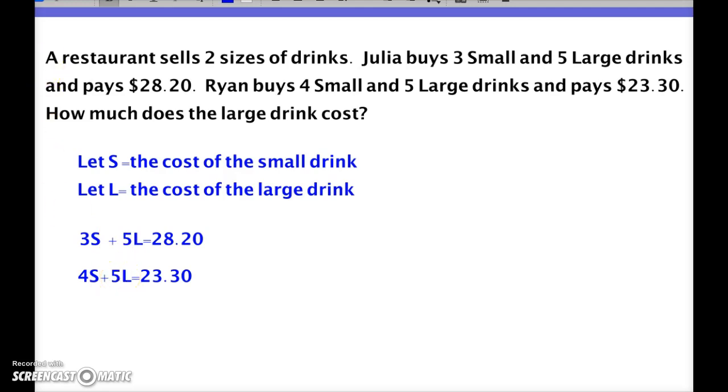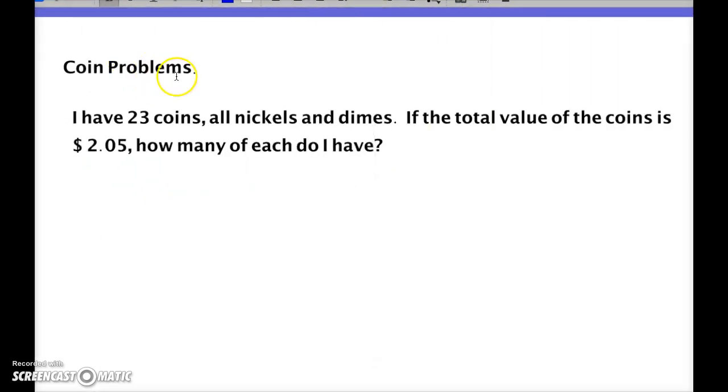Let's move on to our final equation for this video, our final problem. So this is a coin problem. And coin problems are all very similar. You have a certain number of coins, and they tell you what kind of coins they are, and then they tell you the total value. And you're looking for how many of each coin you would have. So in this case, 23 coins, all nickels and dimes. We want to know how many of each.